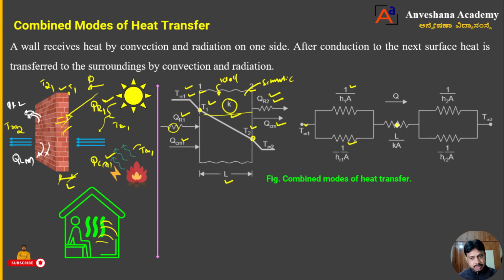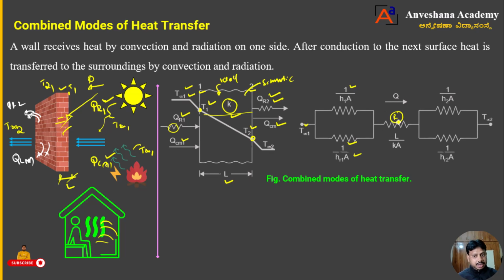That I can show here now as a single resistance. So there is also some resistance. That resistance we can mark here as R. Then that resistance is nothing but L divided by KA. Here, whatever the radiation happens, there is also some resistance. That resistance I can mark here as 1 divided by HR1 A. There is some resistance in the flow of heat in convection heat transfer. That is nothing but 1 divided by H1 into A, students.